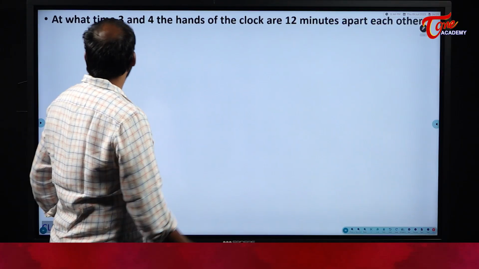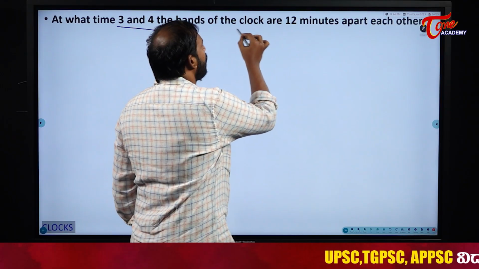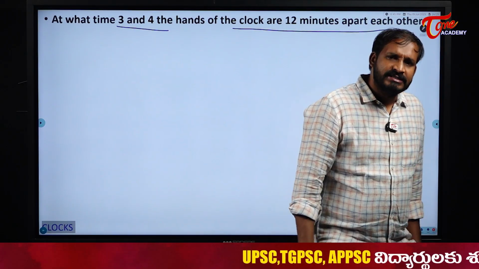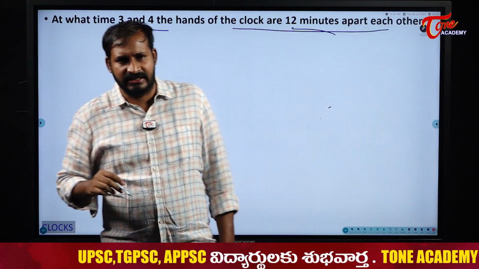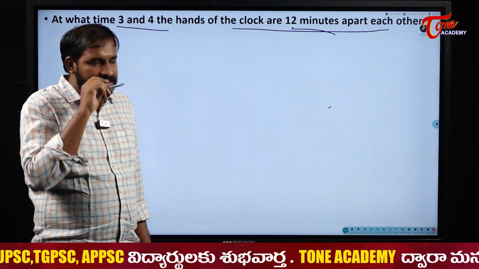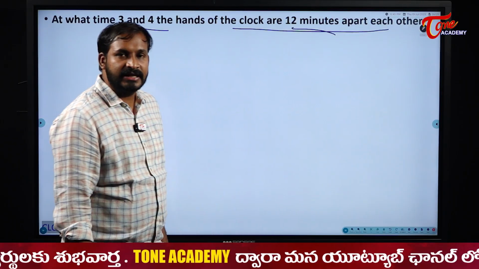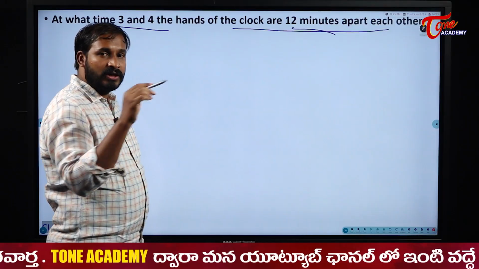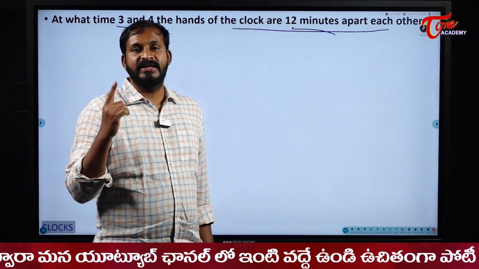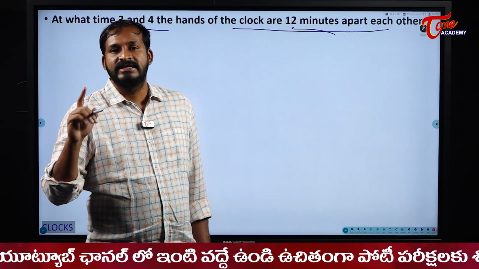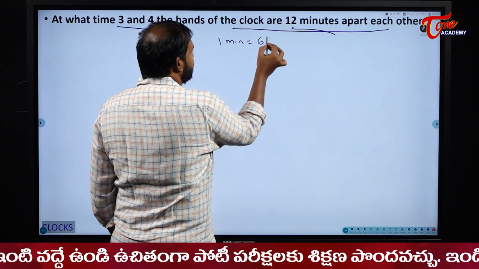Next one. At what time between 3 and 4 are the hands of the clock 12 minutes apart from each other? Sir, till now we discussed only angles. What is this 12 minutes apart? 12 minutes means how many degrees, students? We know the total 360 degrees is divided into 60 minutes. That means 1 minute is equal to how many degrees? 6 degrees.